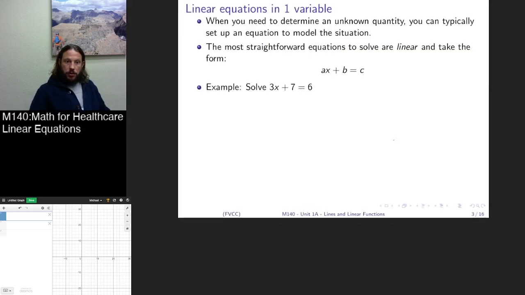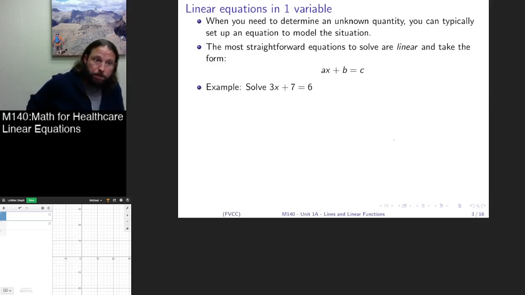First thing we want to do is, one of the most basic linear equations is one that has one variable, and this is very deterministic. It's of the form ax plus b equal to c. For example, if we wanted to solve 3x plus 7 equal to 6, we're going to use some algebra and the idea that whatever we do to one side, if we do the same to the other, then the equality remains. Another way to say that is the relationship remains.